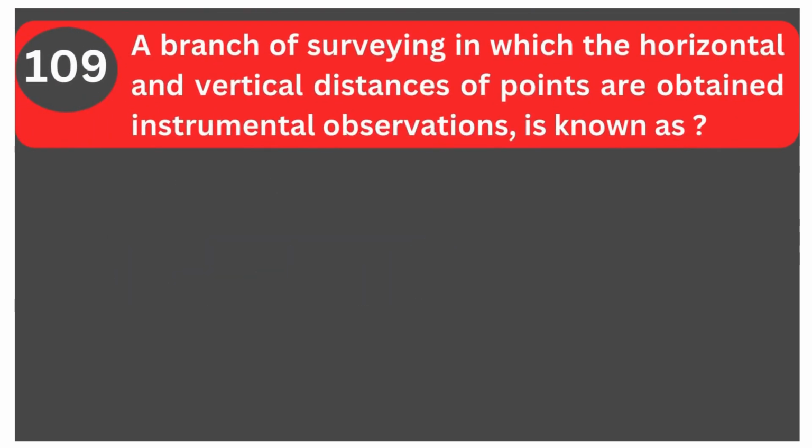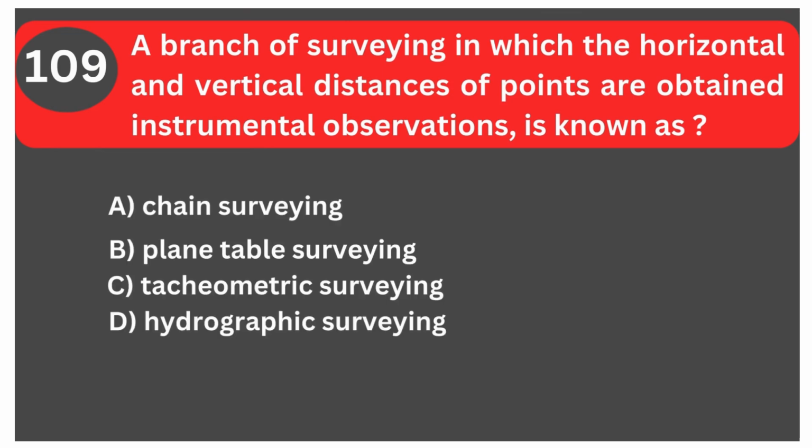A branch of surveying in which the horizontal and vertical distances of points are obtained by instrumental observations is known as. Options: A. Chain surveying, B. Plane table surveying, C. Tachyometric surveying, D. Hydrographic surveying. Answer C. Tachyometric surveying.